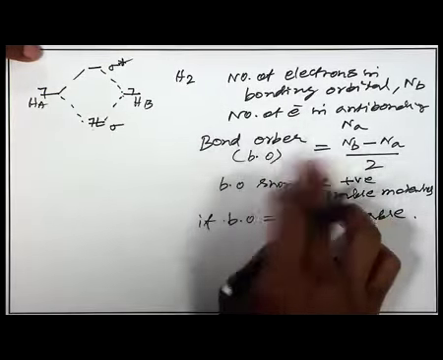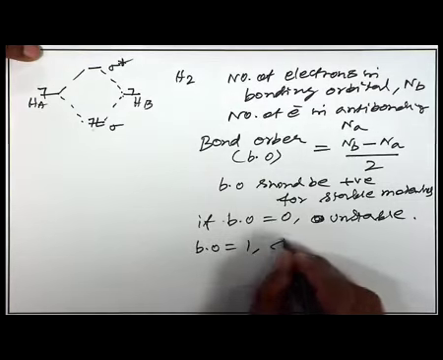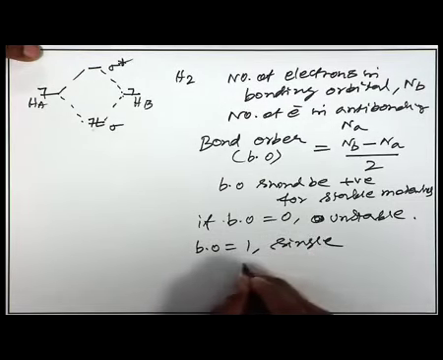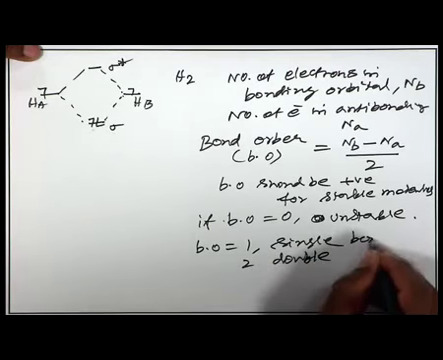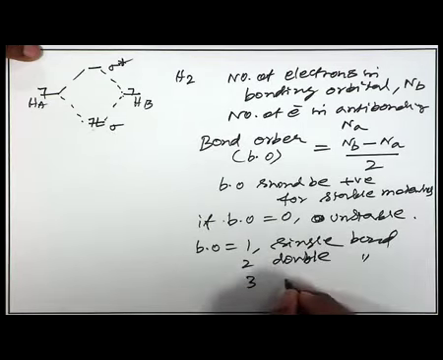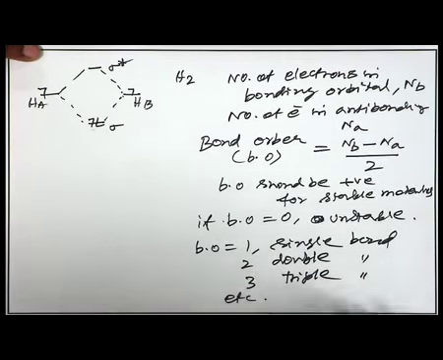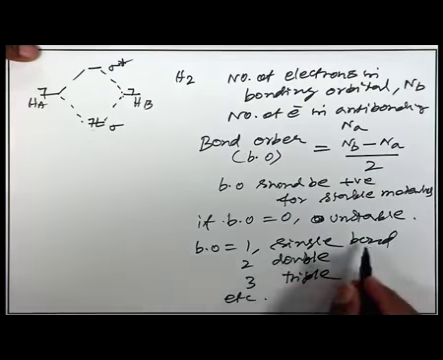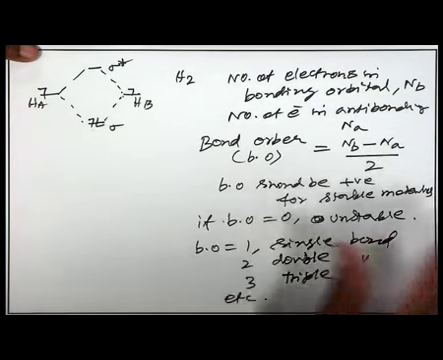Bond order can be equal to 1, which means it is a single bond. If it is 2, it is a double bond. If it is 3, it is a triple bond, and so on. So, the higher the bond order, the higher the stability of that molecule. There is also a relationship between the bond order and bond length. Higher the bond order, shorter the bond length.